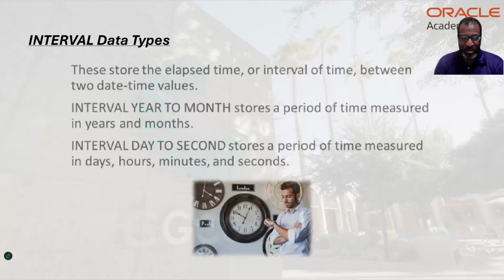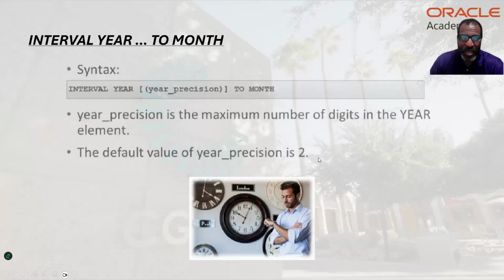All right. I know that's a lot, but let's move ahead. Let's talk about the interval data type. These store what we call elapsed time, or an interval of time between two date time values. Interval year to month stores a period of time measured in years and months. Interval day to second stores a period of time measured in days, hours, minutes, and seconds. All right, it's a data type, remember. So here, interval year precision to month. Year precision is the maximum number of digits in the year element. The default value of year precision is 2.